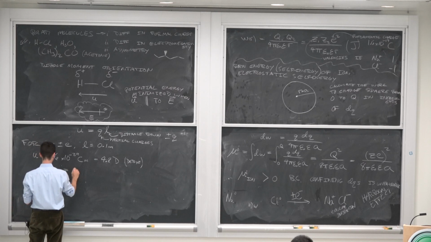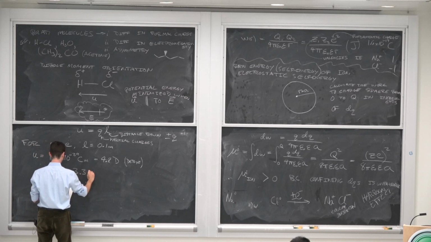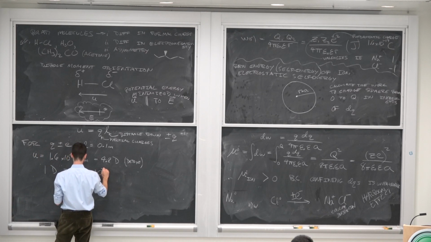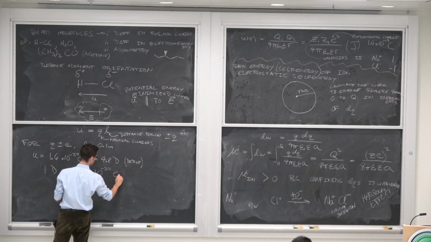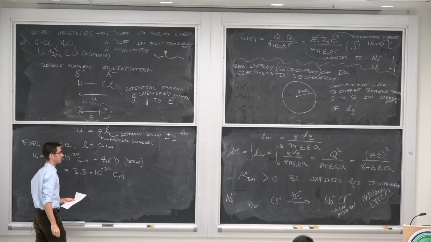1 debye equals 3.3 times 10 to the minus 30 Coulomb meters.